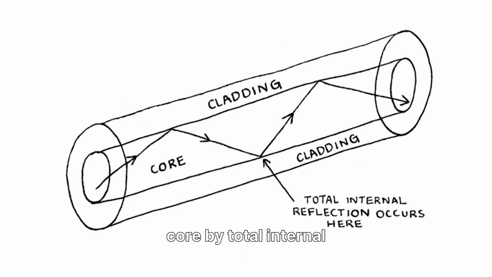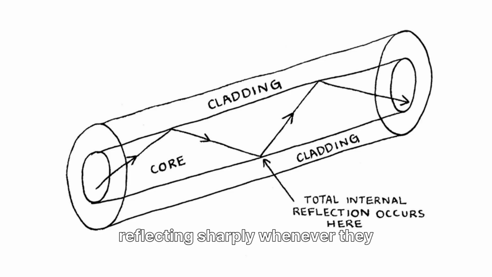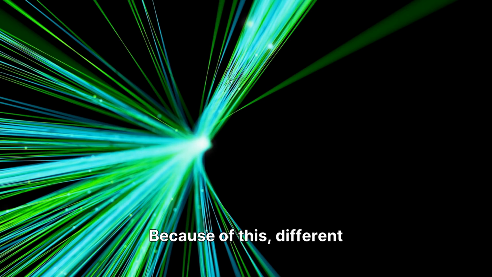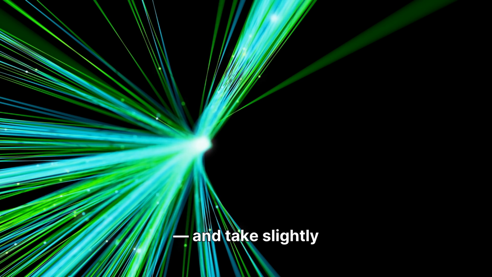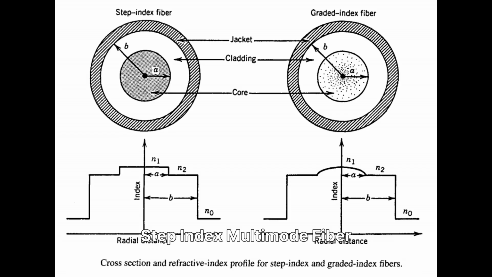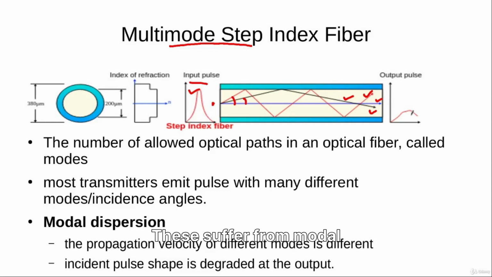Light travels through the core by total internal reflection. Rays bounce back and forth at specific angles, reflecting sharply whenever they hit the boundary. Because of this, different light rays can travel along different paths, some straight, some zigzag, and take slightly different times to reach the other end. Step index multimode fiber has a core diameter of about 50 to 200 micrometers and allows multiple light paths. These suffer from modal dispersion, where different modes arrive at different times, limiting bandwidth.